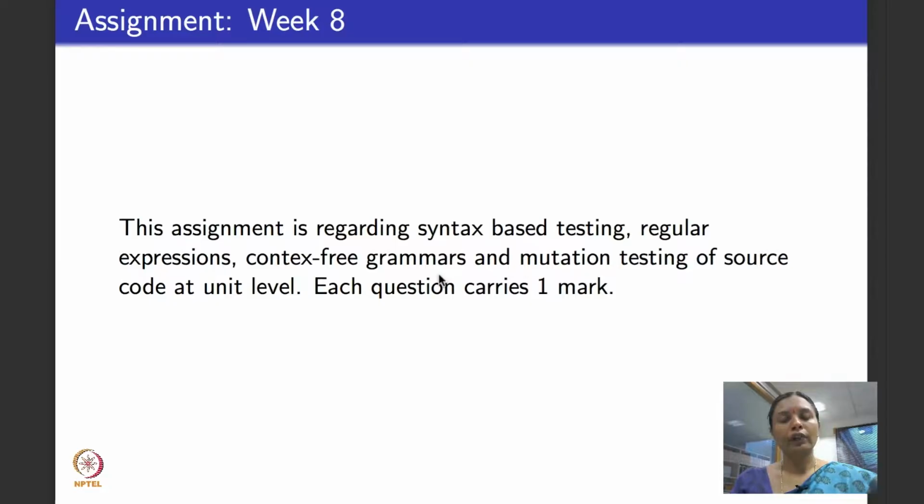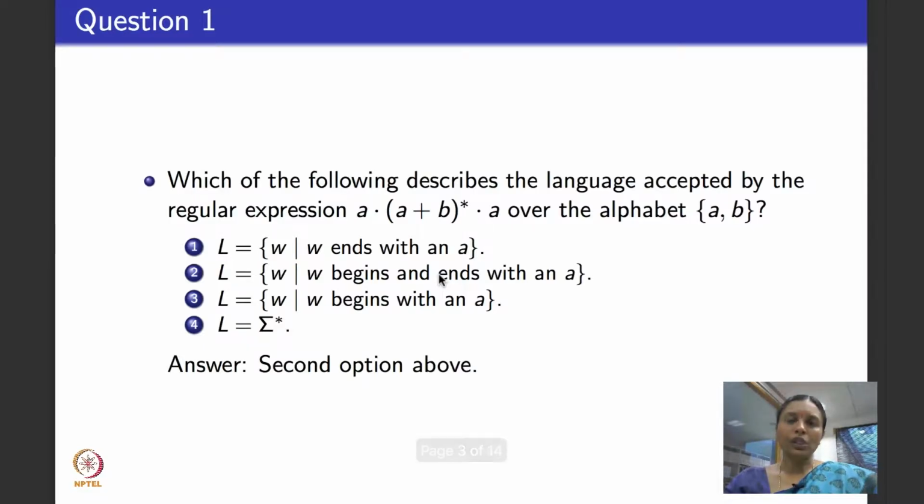Like we had for every week, there are 10 questions for the assignment. Most of them are multiple choice, fill in the blanks, true or false, and each question carries 1 mark. So per slide, I'll walk you through one question, give you the answer for that question, and tell you how I came up with that answer. The first question for the week 8 assignment reads as follows.